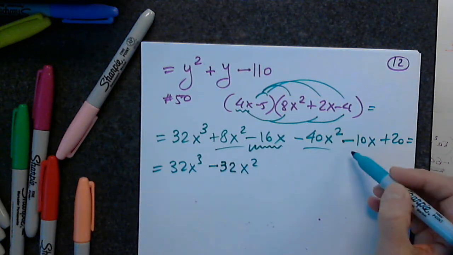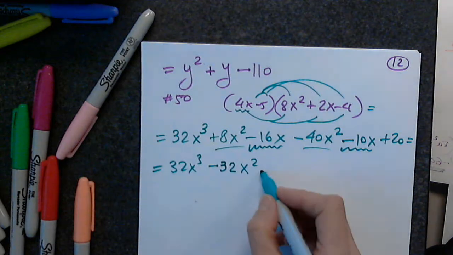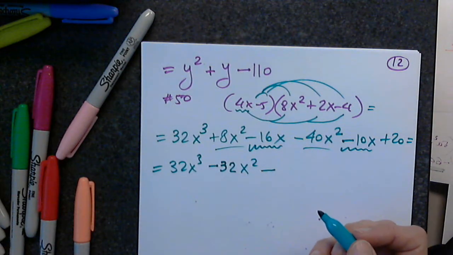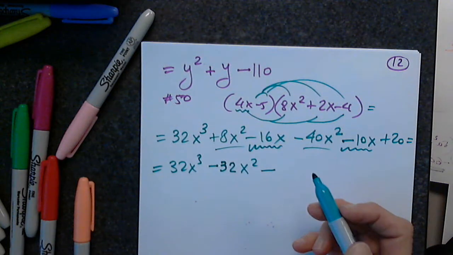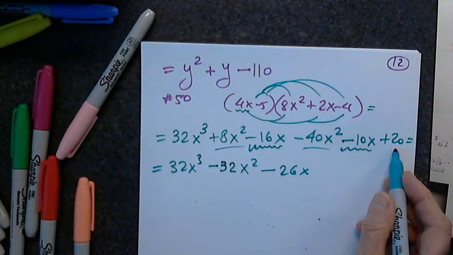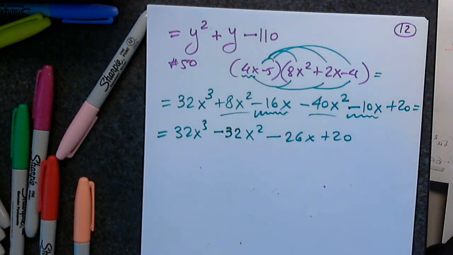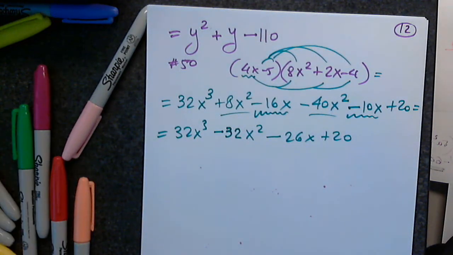Now the next in line is degree 1. And that would be negative 26x. And the last one is the free term, plus 20. Good. So you already told me it's degree 3. Can anyone give us the leading term? Yes, leading coefficient. Very good.